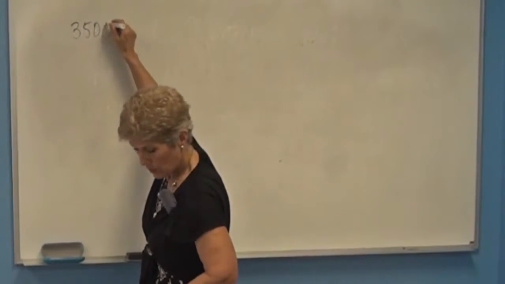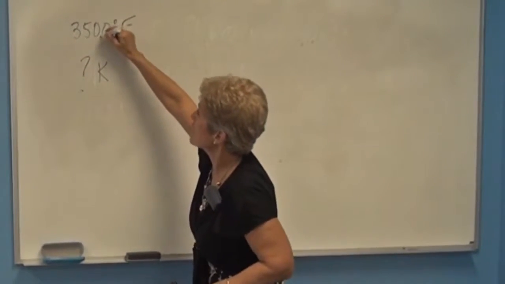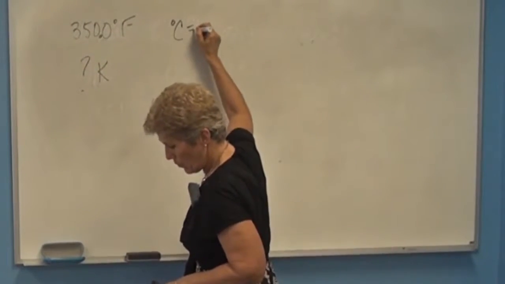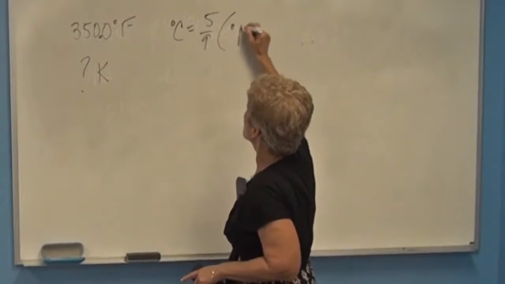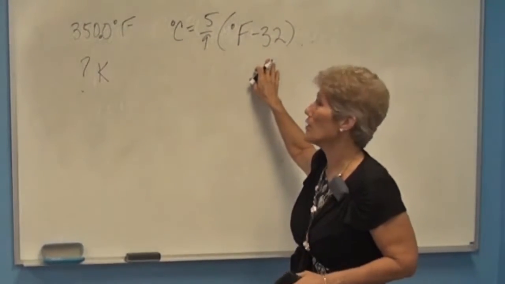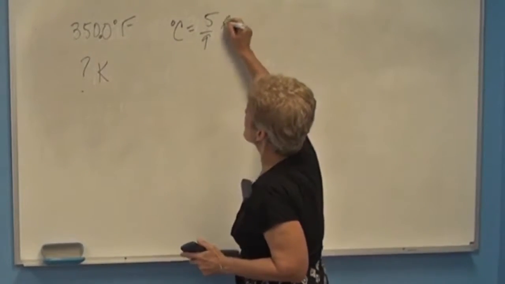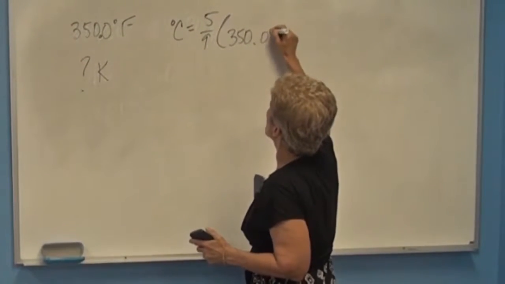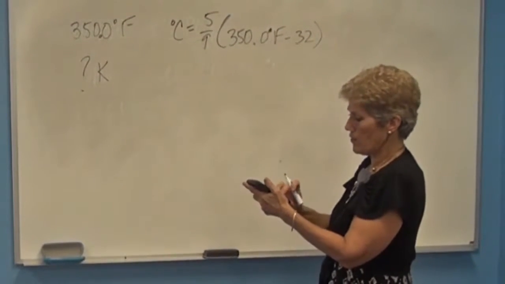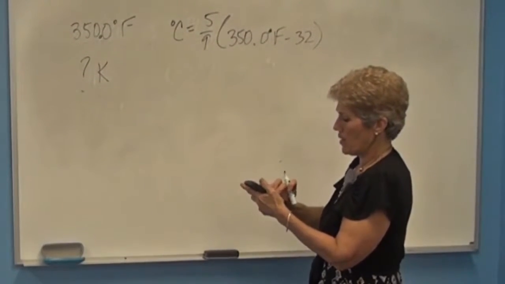350 degrees Fahrenheit, and we want to know what that'll be in Kelvin. Okay, so first we need to take this to Celsius. And so to do that, we know that degrees Celsius equals 5/9 times degrees Fahrenheit minus 32. And these parentheses are important here because it's got to do with the order of operations. So we're going to put our 350 into that parentheses. 350.0 degrees Fahrenheit minus 32. There we go. So we're going to go 350 minus 32 equals, times 5 equals, divided by 9 equals.